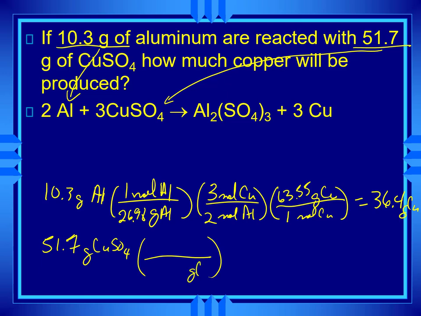So I can change grams of copper 2 sulfate to moles of copper 2 sulfate and figure out those grams. 63.55 for the copper plus 32.07 for the sulfur plus 4 times 16 is 64 for the oxygen. That's 159.62.